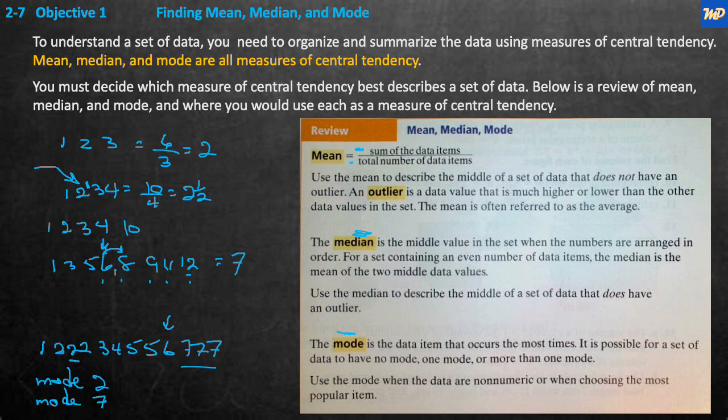We use the mode when the data are non-numeric or when choosing the most popular item. Like how many students read a certain book for the summer reading program. Half of the students might have read one particular book, plus some others, and all the rest of the books are read maybe once. You get the idea. It depends on how many times the book was read, and that could be the mode of the summer reading program in terms of books. Anyways, we'll move on and look at more of these.